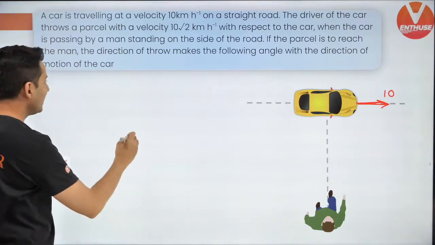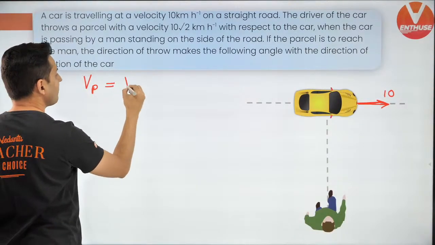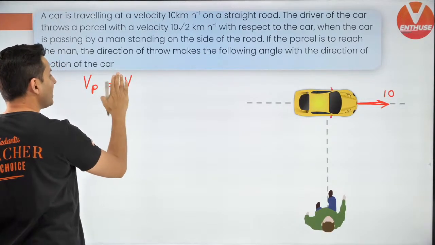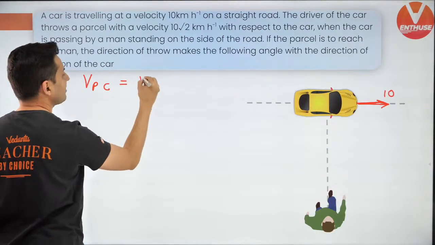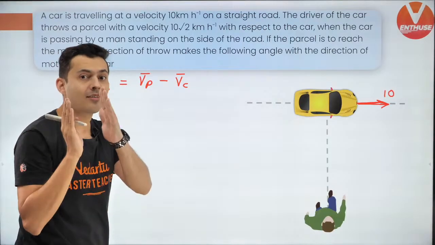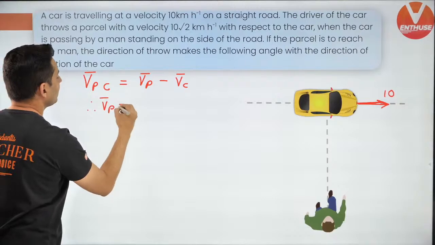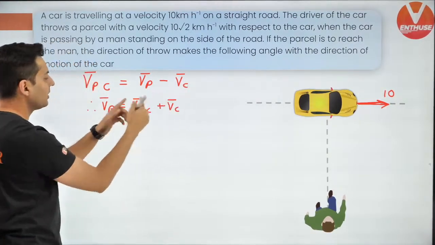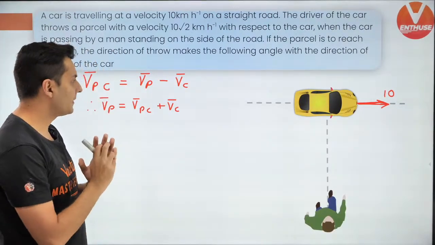Now think about it very carefully. There was a simple rule, guys. Velocity of the parcel with respect to the car is velocity of parcel minus velocity of car. This is something which you have already learned in relative velocity: V12 is V1 minus V2. Therefore, Vp is equal to Vpc plus Vc. Bring this on the other side. Now think which one is what, and in what direction.